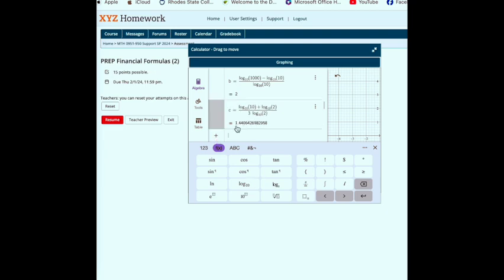So our answer in decimal format, for example 3, is 1.4406, and then you round it as you need.